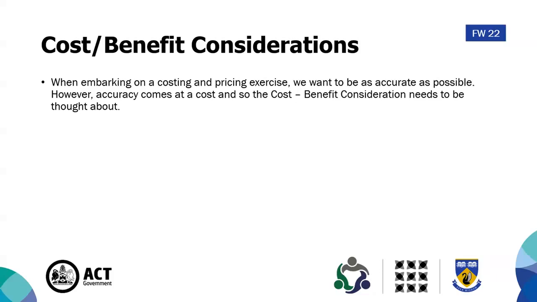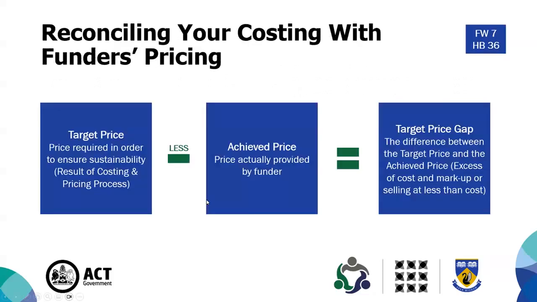In other words, if we go back to that previous slide, where we talked about costing to arrive at your target price and then comparing that to your achieved price, we don't necessarily have to cost everything down to the final red cent. We're trying to work out the extent to which that target price gap is going to inhibit our sustainability in the short, medium and longer term, and to respond accordingly. That's the information that we require. The costing process provides a benefit by providing that information.